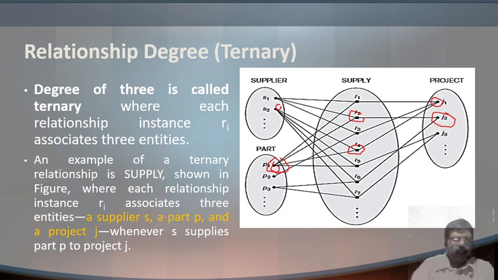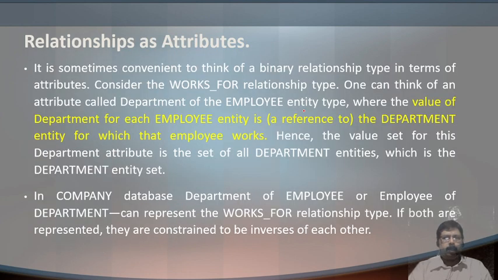So such a relationship we can call a ternary relationship, where the relationship exists between more than two entities. Here you can see it associates three entities: S for supplier, P for part, and J for project. That is what you can see in the diagram, in an example. So this is the relationship degree.